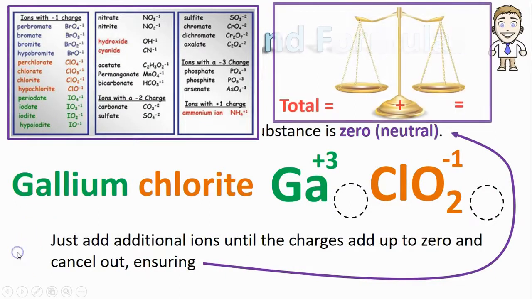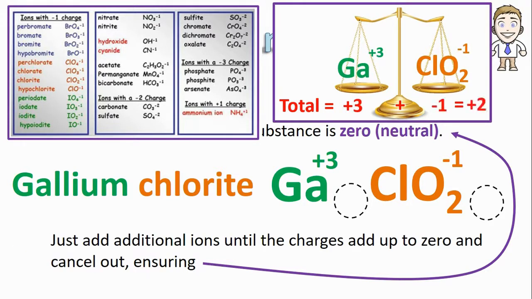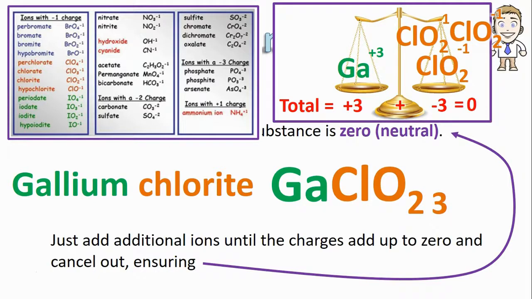And finally, we go to the scale to see if my charges balance. Clearly, with a +3 and a -1, these charges do not balance out. But if I had a second chlorite, that's closer. I've got a -2. A third chlorite gets me up to a -3 to balance out the +3. Now my charges cancel. Since I know I need 1 gallium, I use a subscript 1, and 3 chlorites, I use a subscript 3.